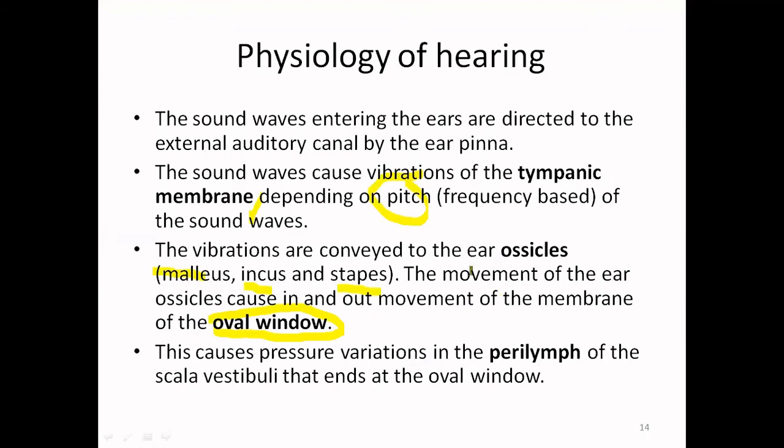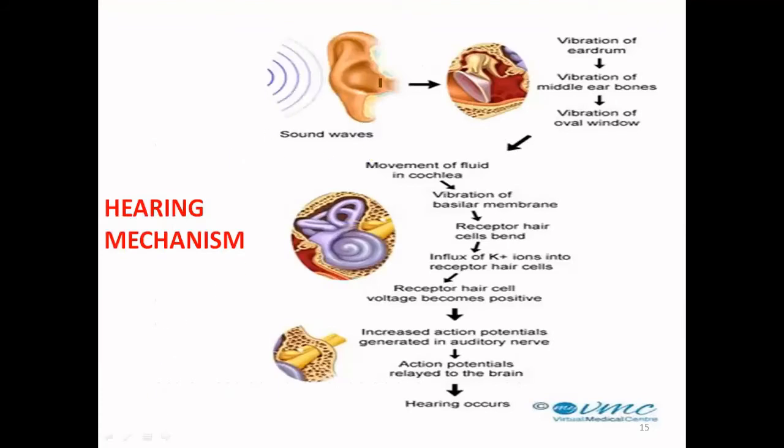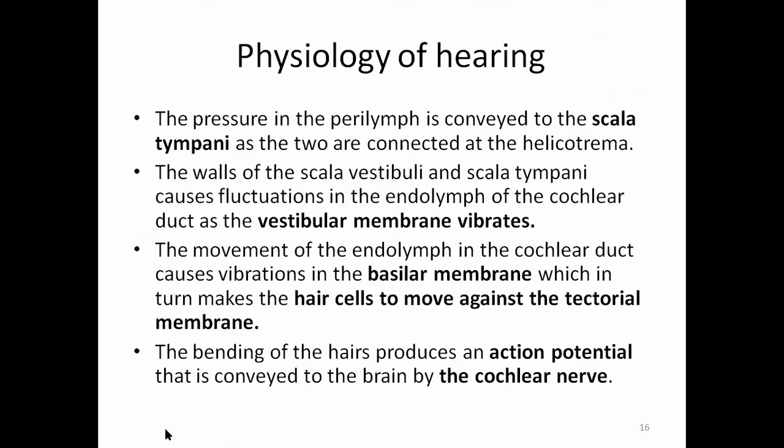So the oval window, as we have seen in the picture, is continuous with the perilymph that is present inside the scala vestibuli. In this picture, you can see sound waves entering in. This is the tympanum vibrating and the movement of the cochlear fluid, that is the perilymph, and as a result, the vibrations will be conveyed further to the organ of hearing. Let us see what happens next. I'll come back to this flow chart again.